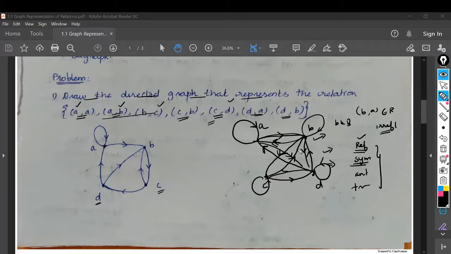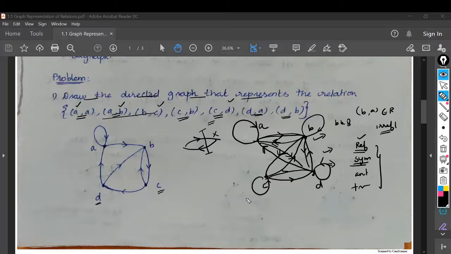Right. So coming to antisymmetric, there should not be edges like this. If these edges come, then in that case it will not be antisymmetric. Okay, right. So that is for antisymmetric.